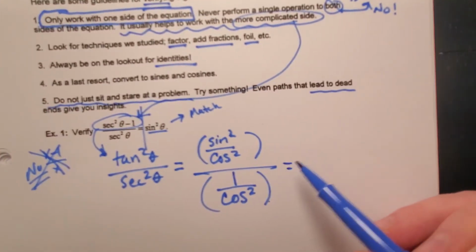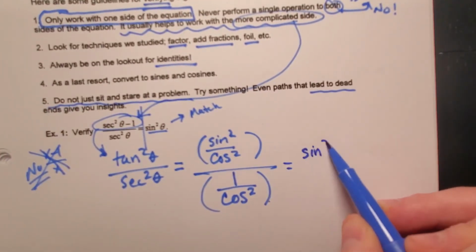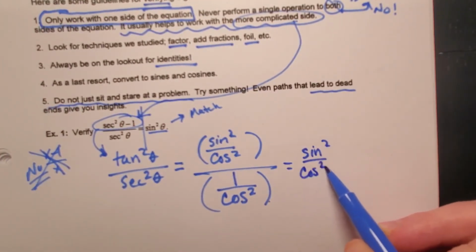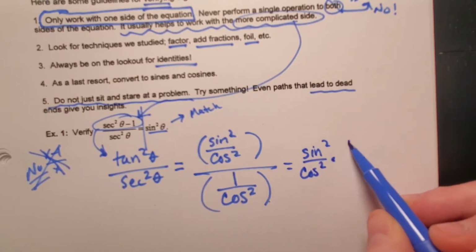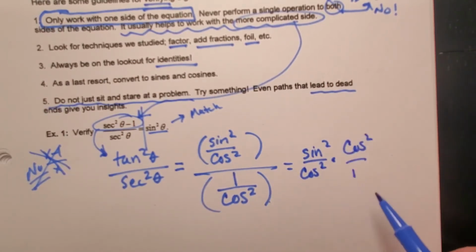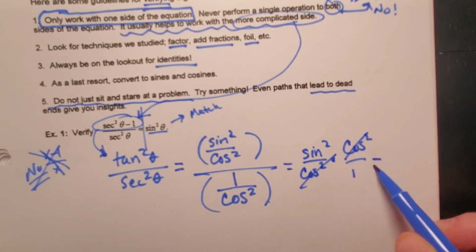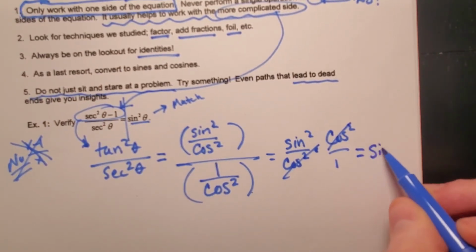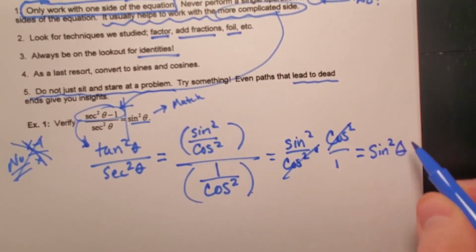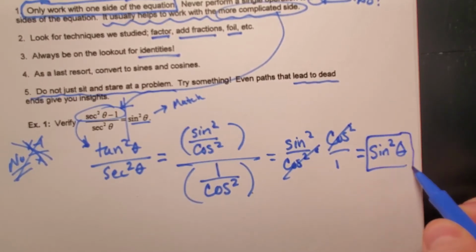Remember, if you're dividing fractions, you multiply by the reciprocal. You get sine squared over cosine squared, and multiply by the reciprocal, cosine squared over 1. You can see it happening. You do the simplifying, and you get sine squared theta.